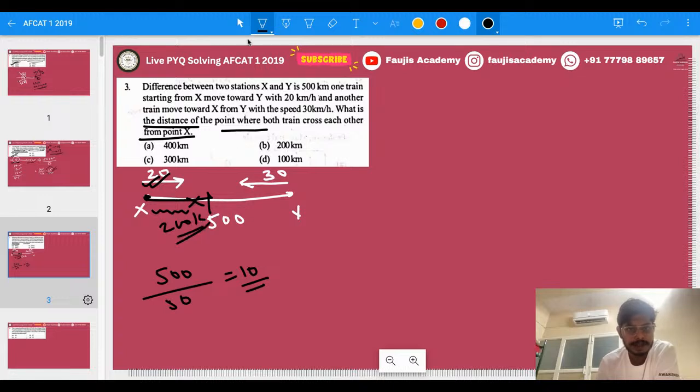So what will be the answer? Question number three. What will be the answer, guys? Write down in the chat what you think should be the answer. The answer will be 200 kilometers. At a distance of 200 kilometers from X, they will meet. Yes, Diksha, absolutely right.